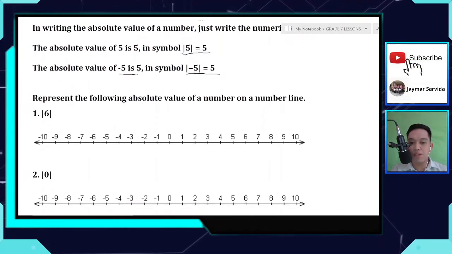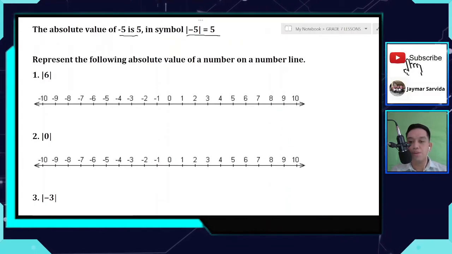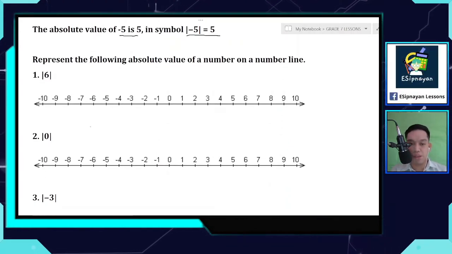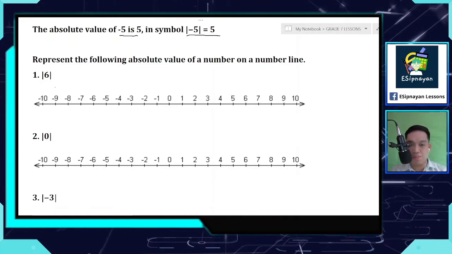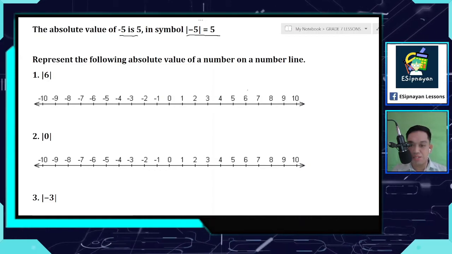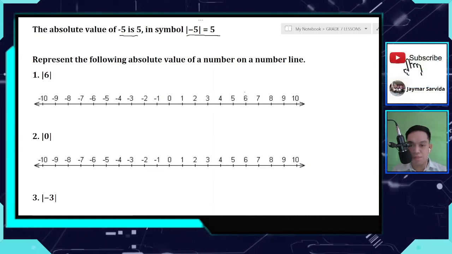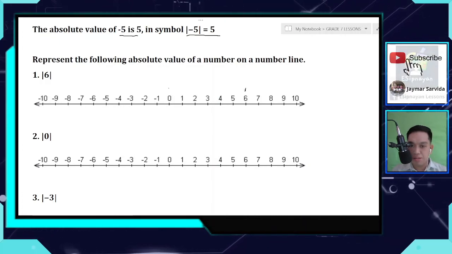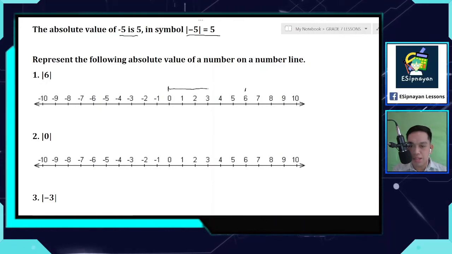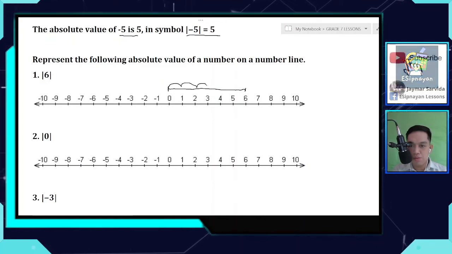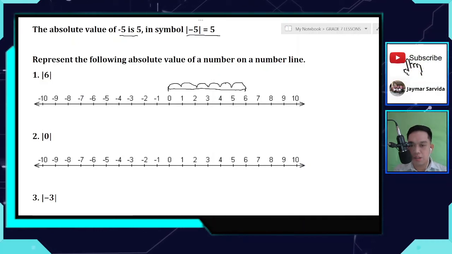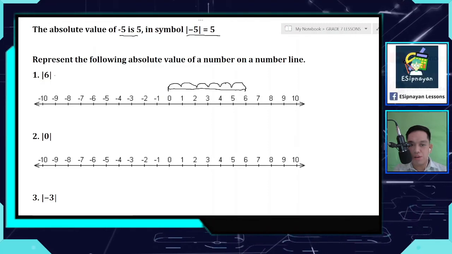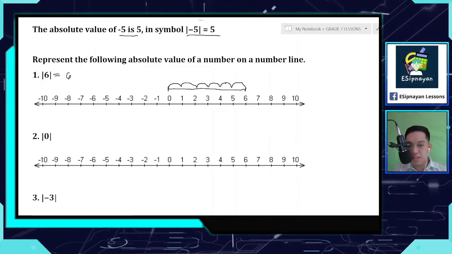Represent the following absolute values of a number on a number line. Example number 1: the absolute value of negative 6. The distance of the integer 6 from 0 is 6 units. Let's count: from 0, 1, 2, 3, 4, 5, 6. So the absolute value of negative 6 is 6.